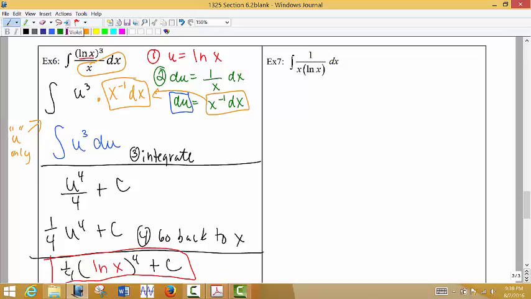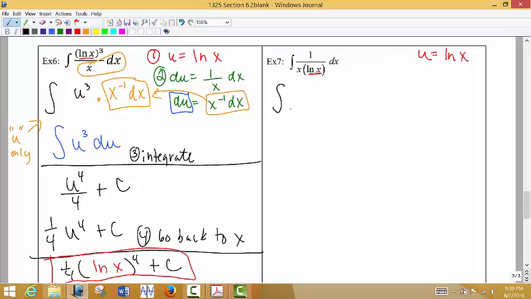All right, example 7 is going to be pretty similar. We want to let u represent the most complicated part of the expression. So the most complicated thing I see is ln of x, or natural log of x. So I'm going to let what's in the parentheses here represent u.